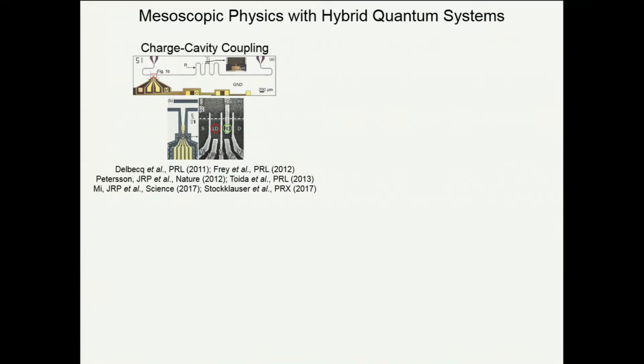These experiments kind of come in two different flavors. The first flavor is to look at charge-light interactions and charge-cavity coupling. This is a figure from Andreas Wallraff's group showing a gate-defined gallium arsenide quantum dot device that's been placed in a cavity. And really, the questions here are kind of basic. Can we get charge and light to hybridize at the single electron level in these quantum dot systems?